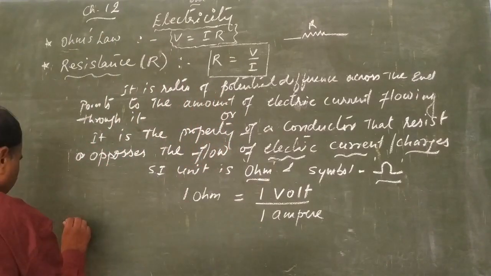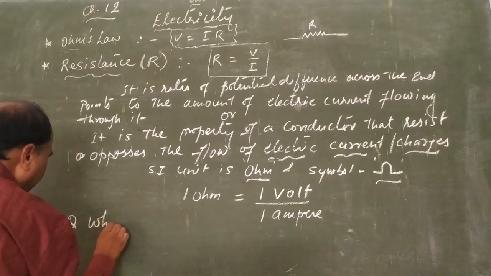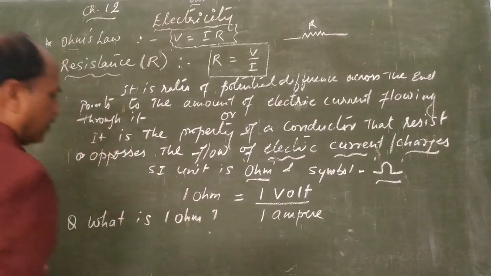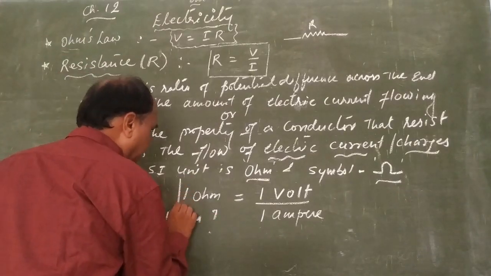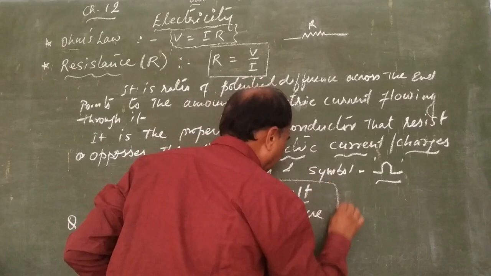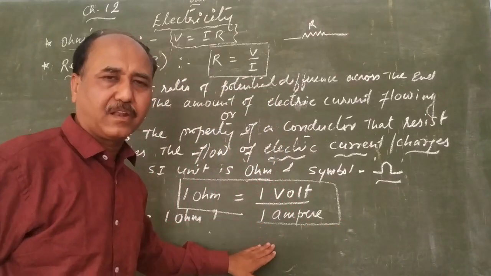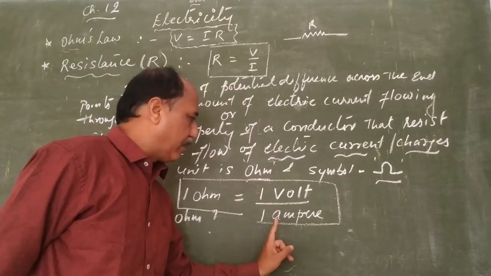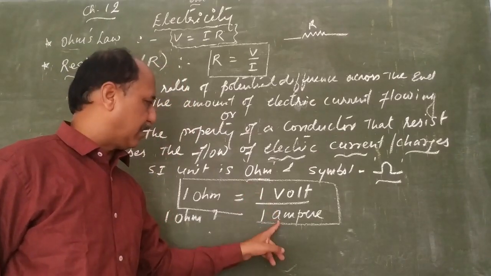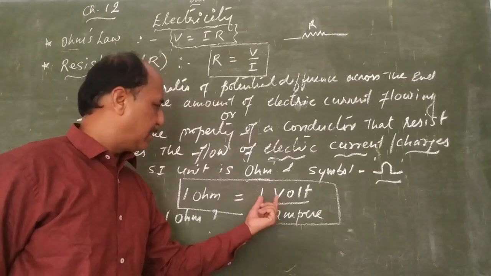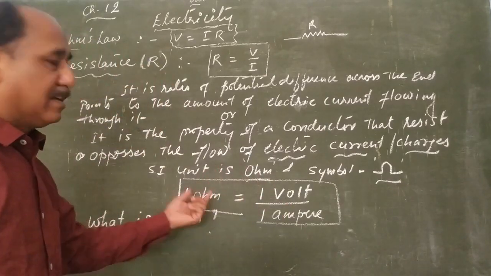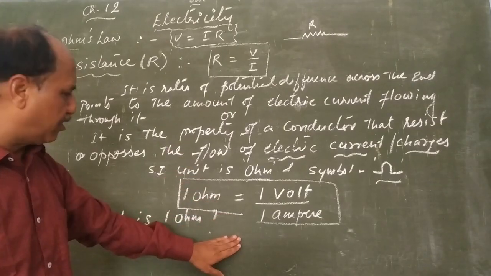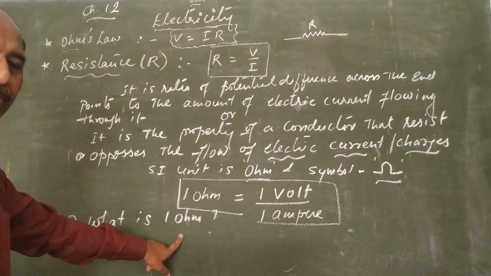This is a small question for you: what is 1 ohm? You can say that 1 ohm is equal to 1 volt by 1 ampere. That is, when 1 ampere of current is flowing across any conductor and its potential difference is 1 volt, then the resistance is said to be 1 ohm. So this is the definition of 1 ohm.